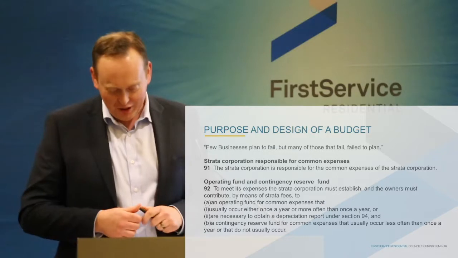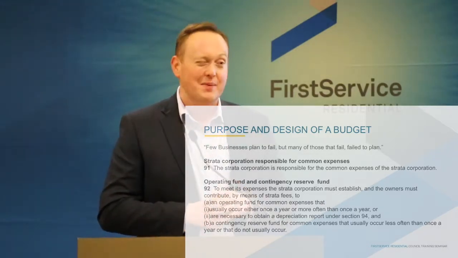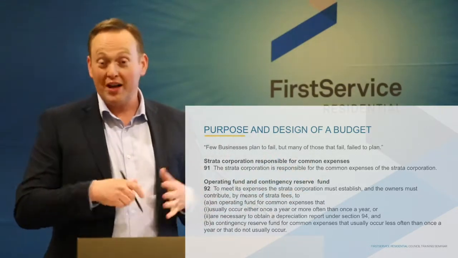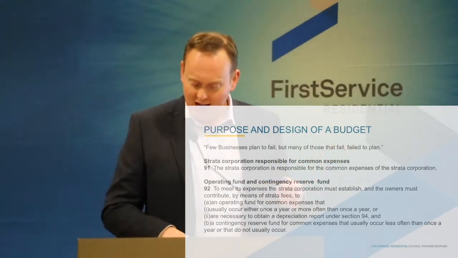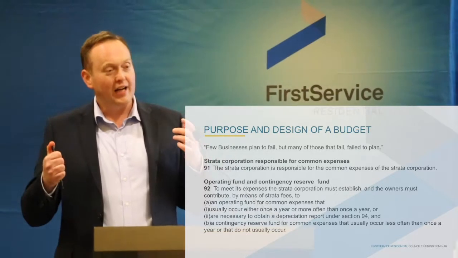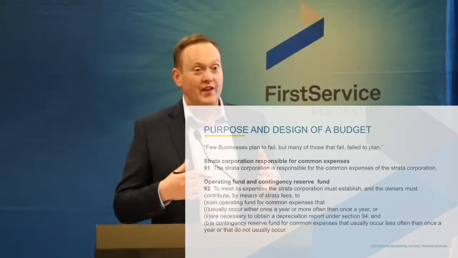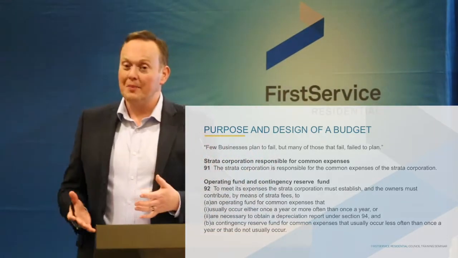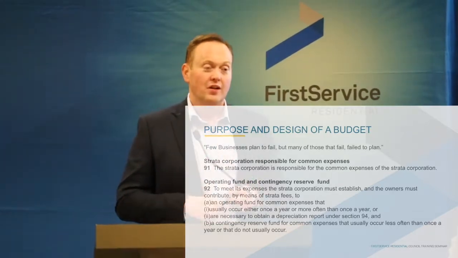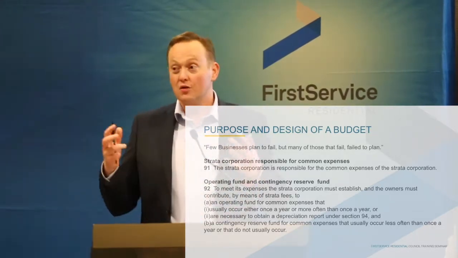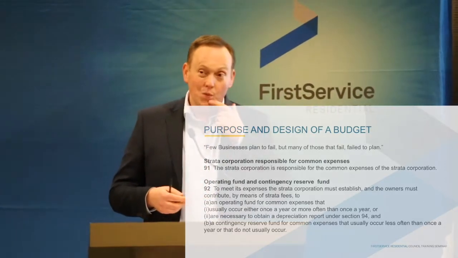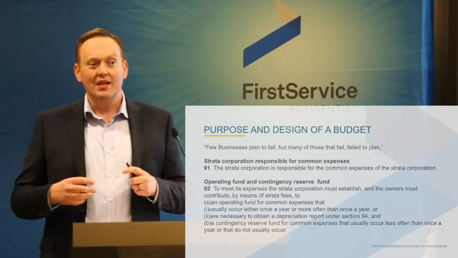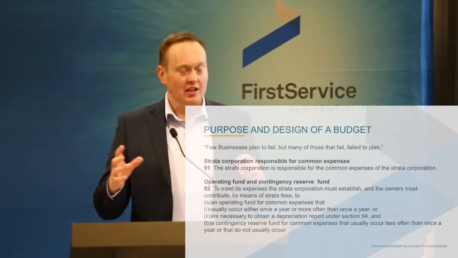Okay, so why does the STRATA Corporation have a budget? Section 91 of the Act says the STRATA Corporation is responsible for common expenses of the STRATA Corporation. So STRATA is responsible for the common area and all the common expenses. Section 92 of the Act says STRATA has to create an operating fund. And so that's your fund for the day-to-day ongoing maintenance. And then you also have to create a contingency reserve fund, which is your reserve, which we're going to discuss a little more in detail on when it can be used and what its purpose is, because sometimes it's misunderstood. And so we're going to clarify when and what you can use it for.